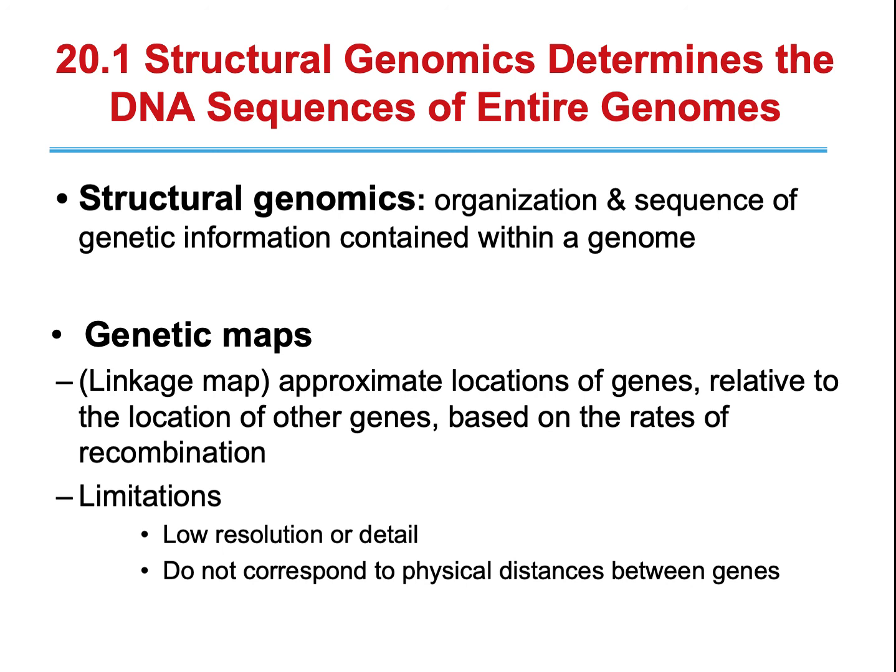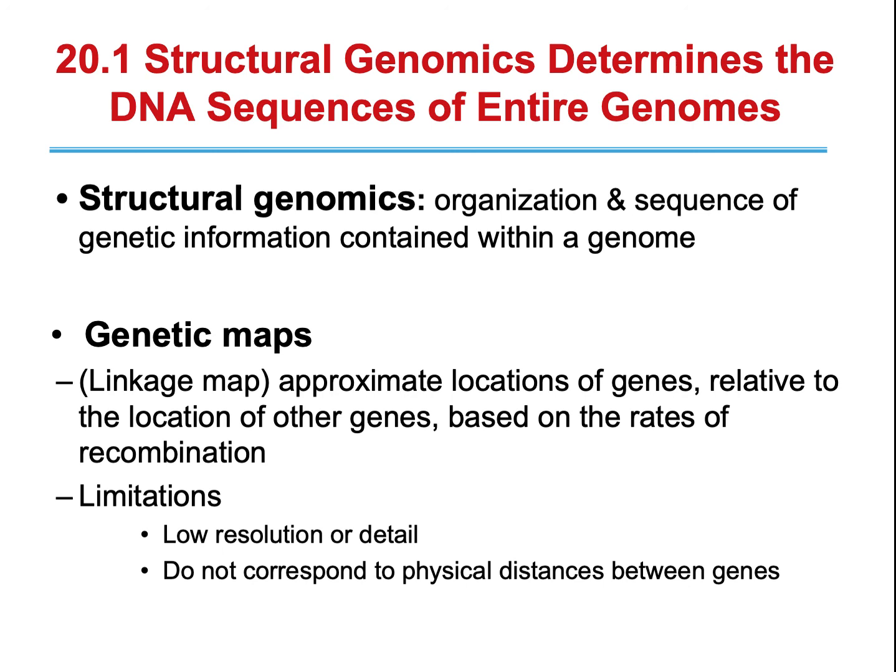These maps are also the foundation for positional cloning, in which genes that influence specific traits are located and sequenced. Genetic maps, sometimes called linkage maps, provide a rough approximation of the location of genes relative to other known genes. These maps are based on the genetic process of recombination. The basic principles of constructing genetic maps were already discussed in a previous chapter.